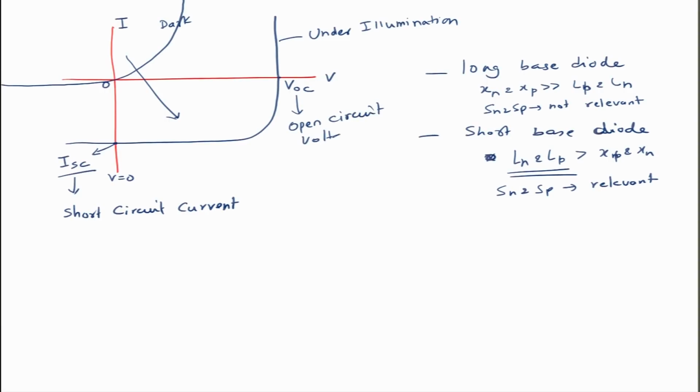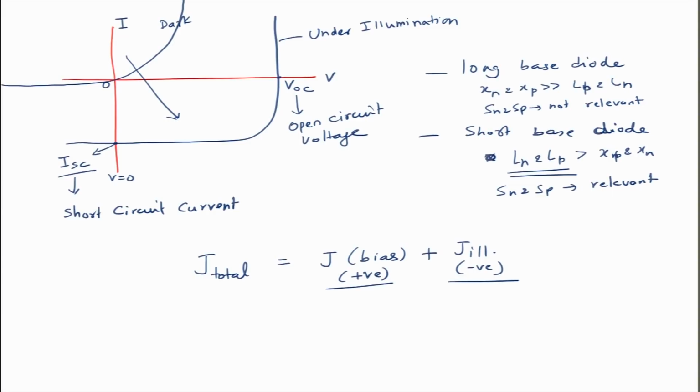circuit voltage. Essentially what happens at this point is, if you look at the total current, J total was equal to J bias, which is positive, plus J illumination, which is negative. At this point, these two components outweigh each other completely, right.